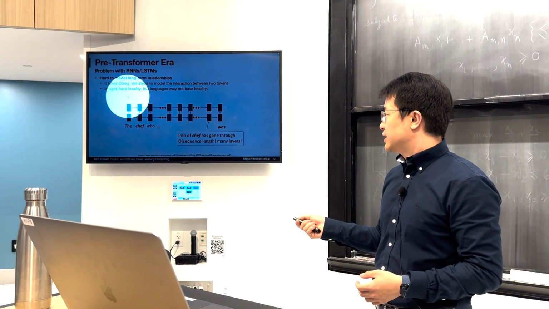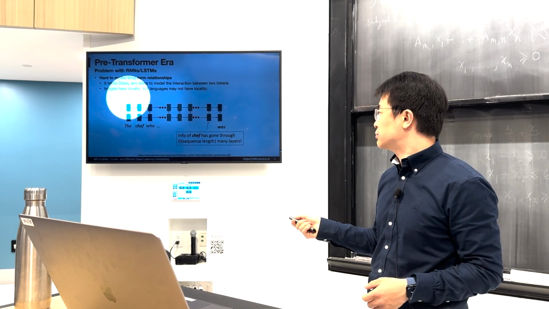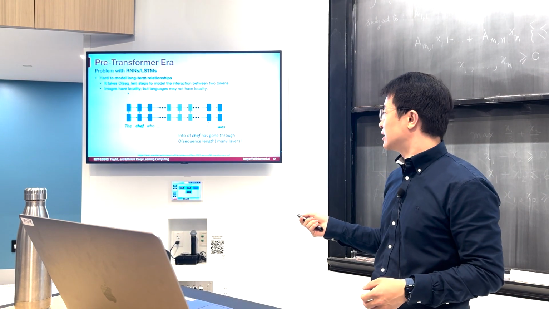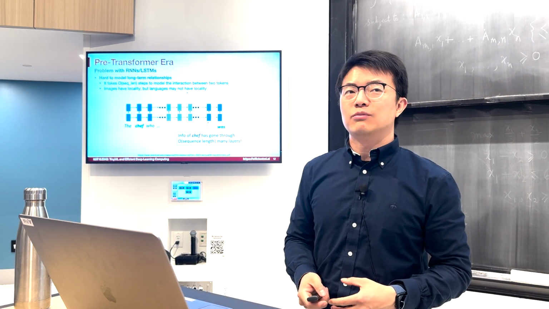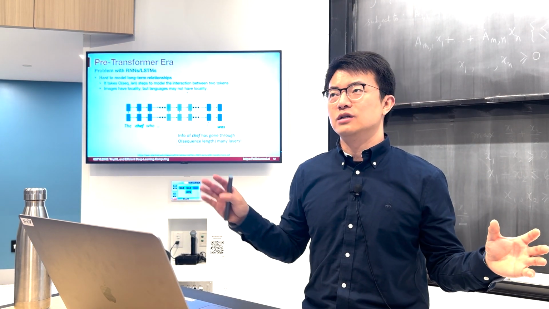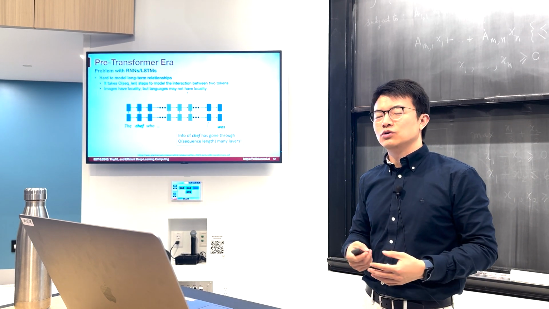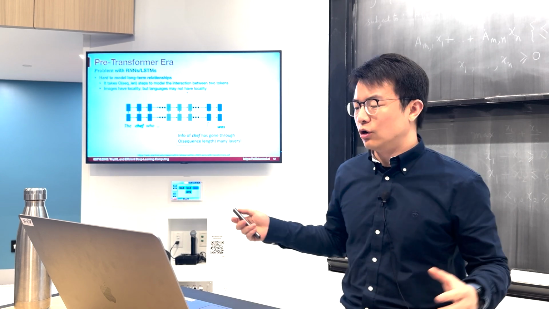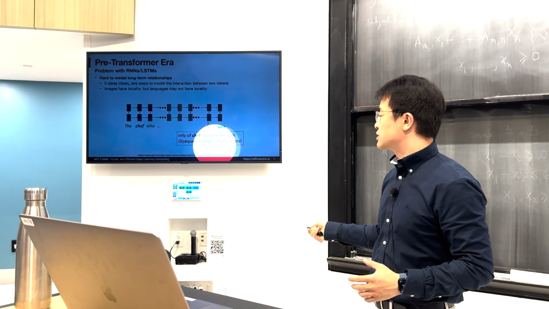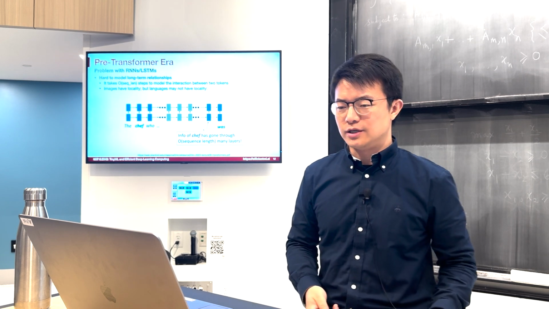Images are fine. Images have locality. Two pixels very far away from each other may not interact. But language doesn't have that locality. It's highly possible something you said much earlier is highly correlated with some tokens you just said a moment ago. So you don't want to go through a sequence-length number of layers to model the interaction between two tokens.